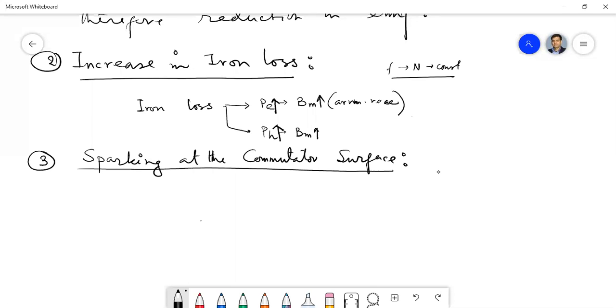So that means you have this type of segments. These are the enlarged view of this commutator. These are the mica separators, and these are called undercut commutators. This is the copper portion. I am drawing the commutator, and this is the mica separator.